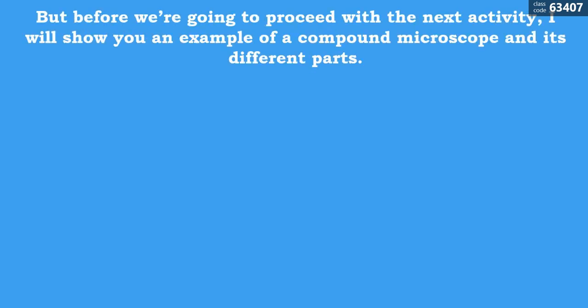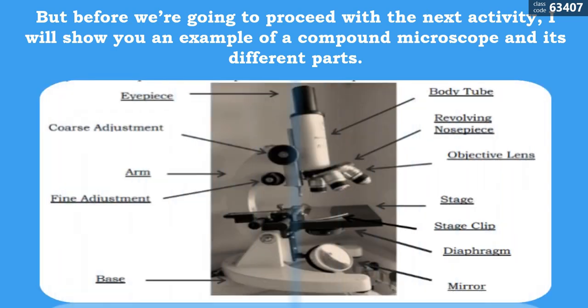But before we proceed with the next activity, I will show you an example of a compound microscope and its different parts. So, here it is. Okay, so as you can see, this is the compound microscope. This part is called the eyepiece. This bigger one is called the coarse adjustment knob. The smaller one is called the fine adjustment knob. And this part at the back of the microscope is called the arm. And this one that holds the microscope is called the base.